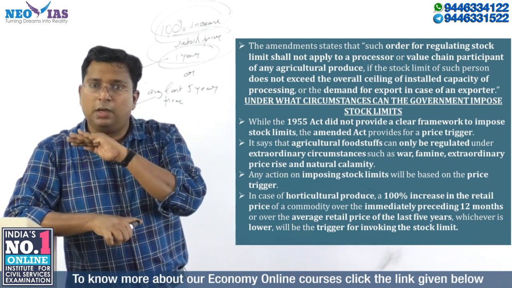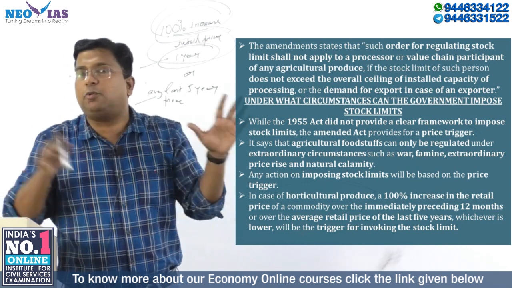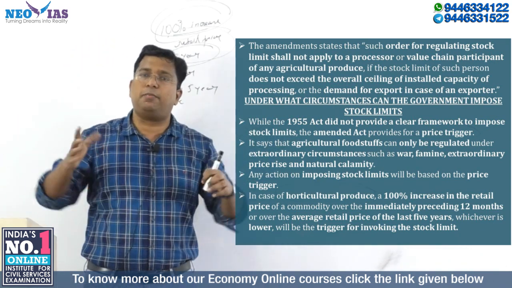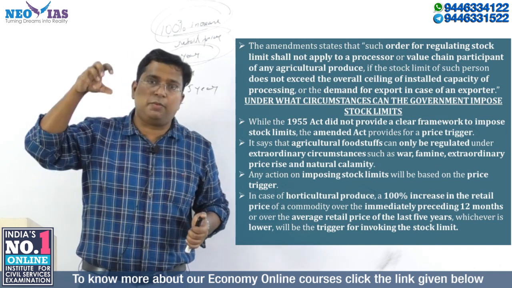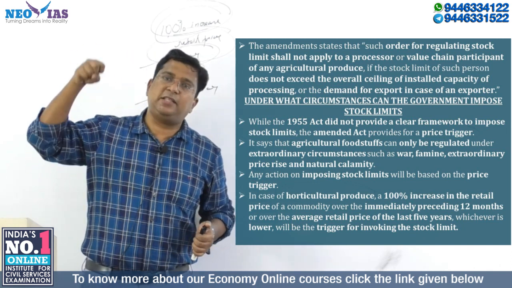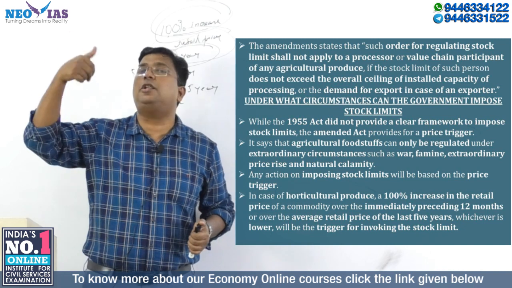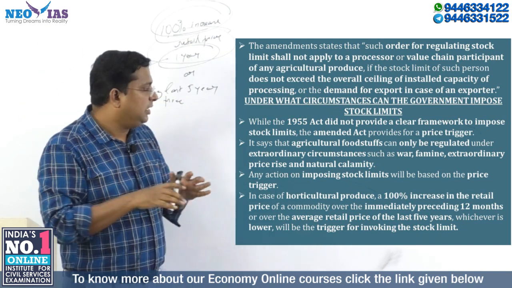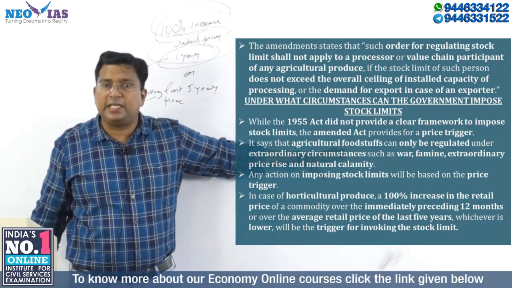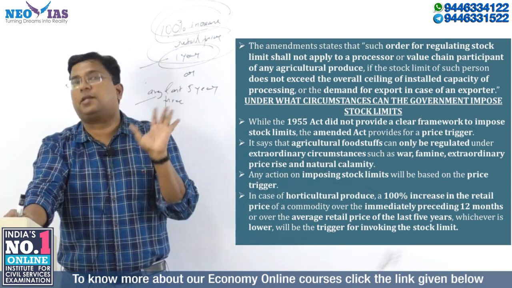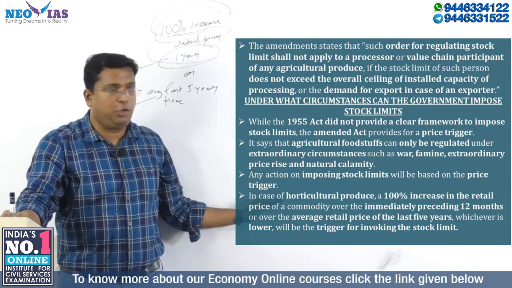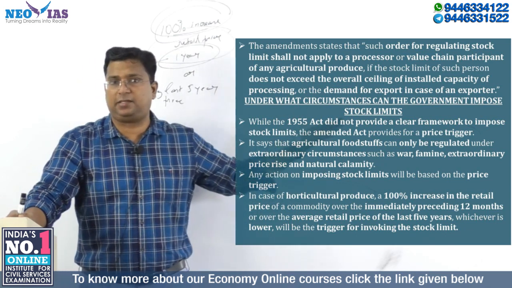Okay, so it is clear. Earlier this clarity was not there on when to impose a stock limit. Government many times simply used the stock limit, and once the government imposed the restriction, it continued for a longer period. Now this amended law is clearly explaining the price trigger. For horticultural produce, it is a 100% increase in the price.